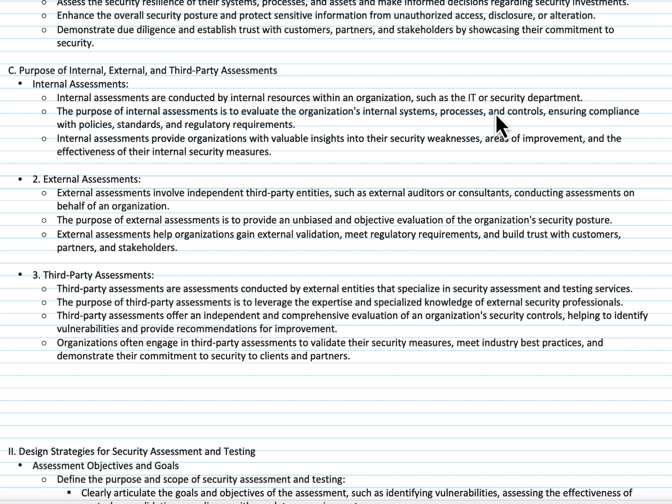Now, these external assessments provide you an unbiased and objective evaluation of your security posture, because they don't have any skin in the game. They do not have to talk to the CIO or the CEO. Therefore, they're going to come in and give you an unvarnished version of what they see. And it does help you gain better external validation.